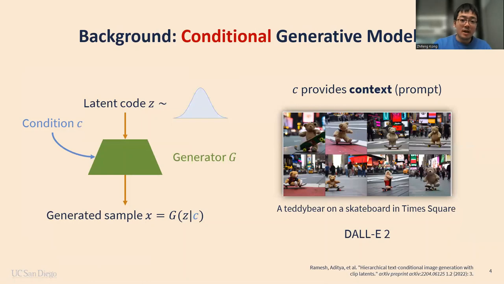Let's go beyond that. We have conditional generative models, which take an additional condition as input. We call it condition C. The condition C provides the context to the generative model, so the model can always generate things corresponding to this context. For example, in a text-to-image model, the context is a text prompt, such as "a teddy bear on a skateboard in Times Square." If you provide different latent code Z, the model will generate different images, but all of them will describe the text prompt you provide.